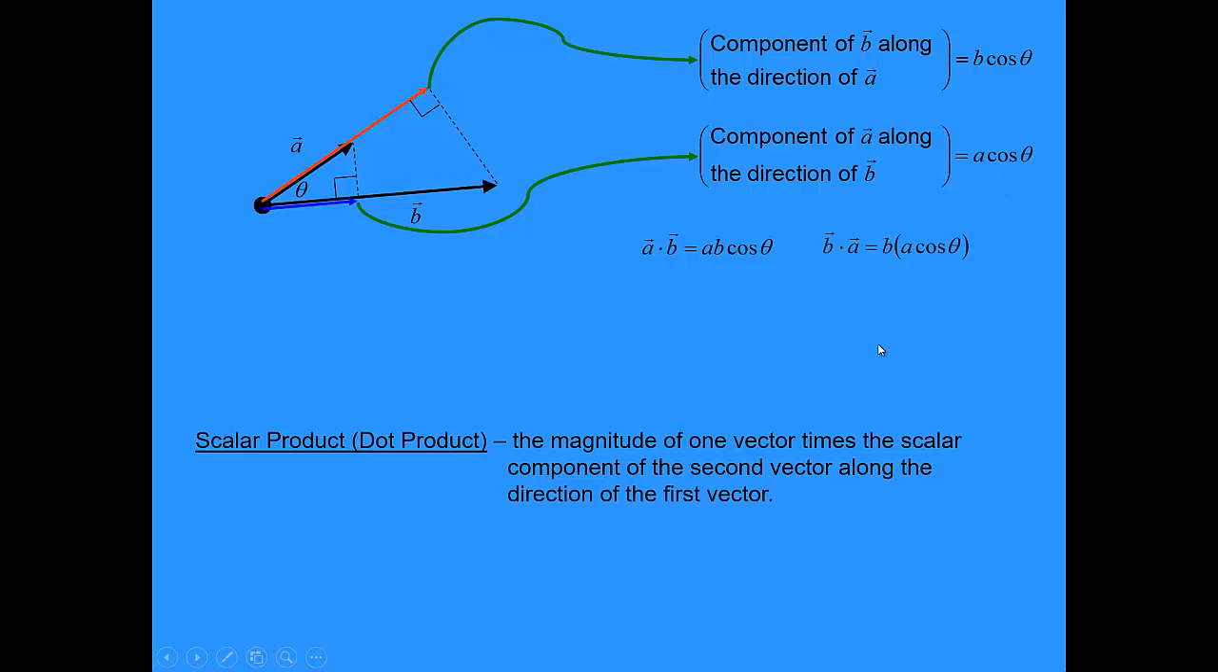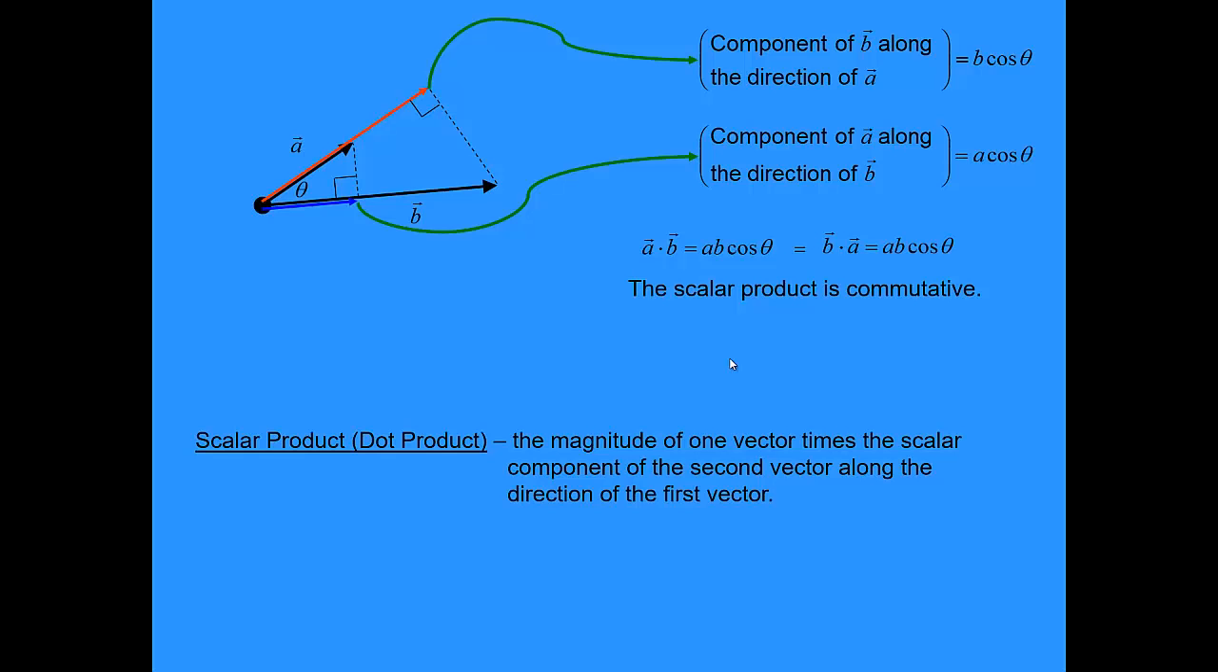Plug it in, and again, we are left only with scalars on the right-hand side, which means we can rearrange them at will, and we get AB cosine theta: the magnitude of A times the magnitude of B times the cosine of the angle in between, which is exactly the same thing that we got before. That means scalar product is in fact commutative, which is just a nice thing to know so that order isn't really important.